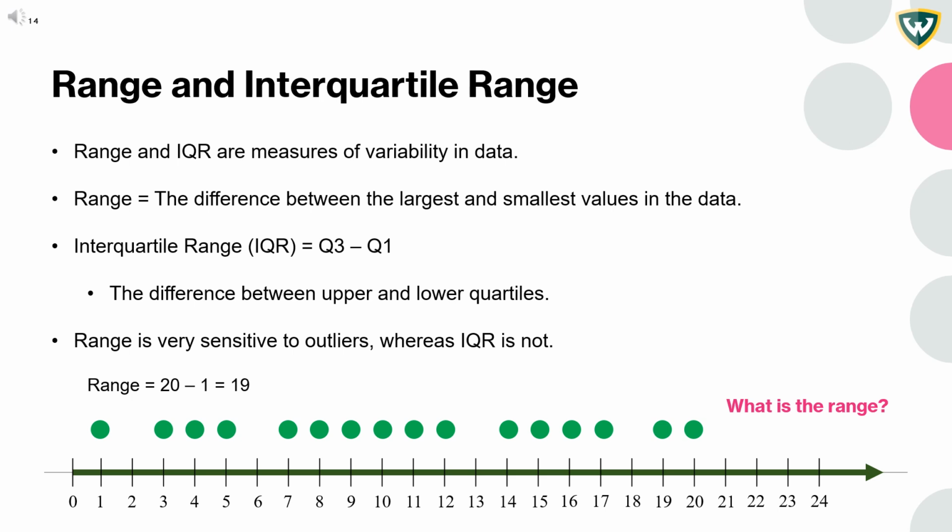In contrast, the interquartile range focuses on the middle 50% of the data by calculating the difference between the upper quartile, Q3, and the lower quartile, Q1. This makes the IQR a more robust measure of variability, as it is not influenced by extreme values and thus offers a clearer picture of the data's central spread. Together, the range and IQR provide complementary insights into the variability of a dataset, helping to assess its overall distribution. In this example, the range equals 20-1 equals 19. Can you find the interquartile range?